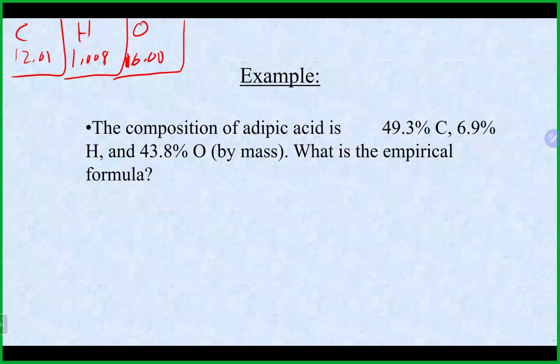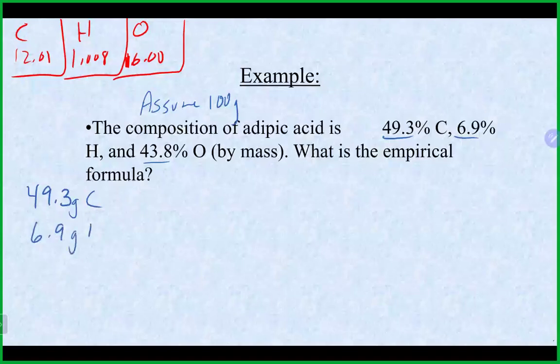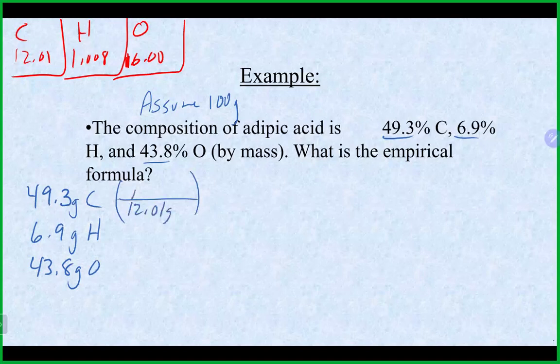Once again, when you do have percentages, as I mentioned, kind of take a quick look, and it's about 100%. So again, we're not missing any sort of elements. In this case, we could assume 100 grams, and once again, we're assuming 100 grams just to keep the numbers the same. That means that we would essentially have 49.3 grams of carbon, 6.9 grams of hydrogen, and 43.8 grams of oxygen. Using the molar mass from the periodic table here for each of those elements, we're going to convert them into moles. So our 1.008 here for our hydrogen and our oxygen 16.